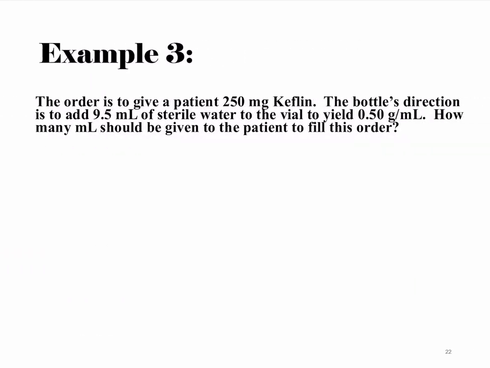All right, so let's look at this one here. The order is to give a patient 250 milligrams, another dosage. The bottle's direction is to add 9.5 milliliters of sterile water to the vial to yield 0.5 grams per milliliter. How many milliliters should be given to the patient to fill this order? Take a second to think about where we're starting from, where we need to go, what our conversion equalities are, and therefore our conversion factors. Which ones do we use to go from one set of units to the other?